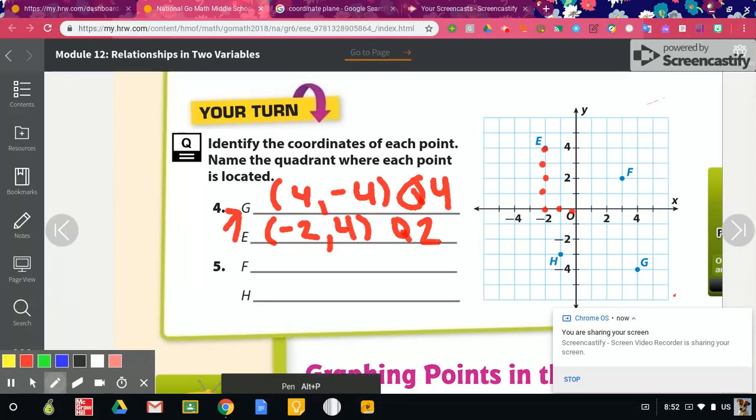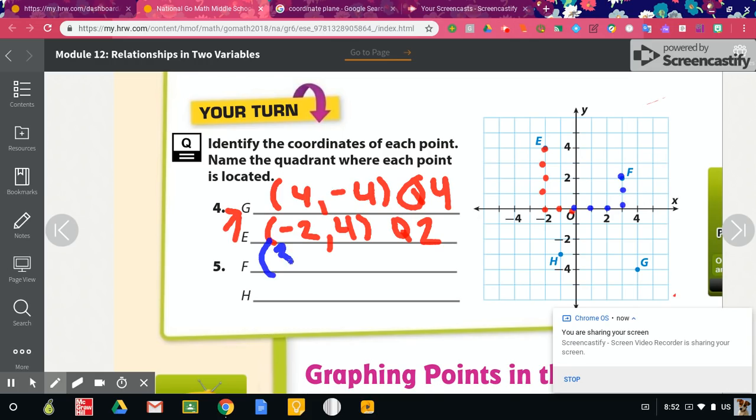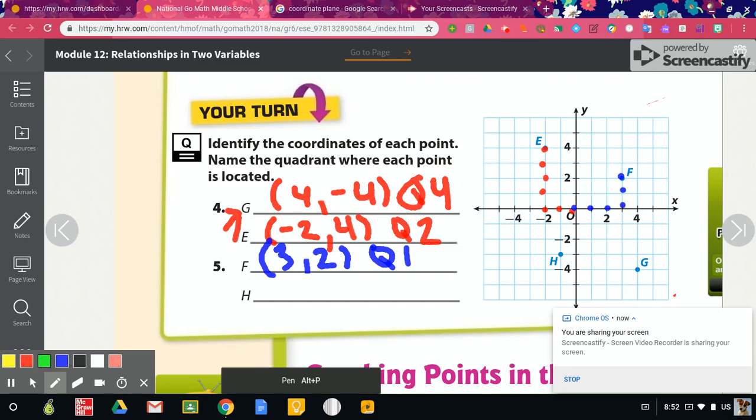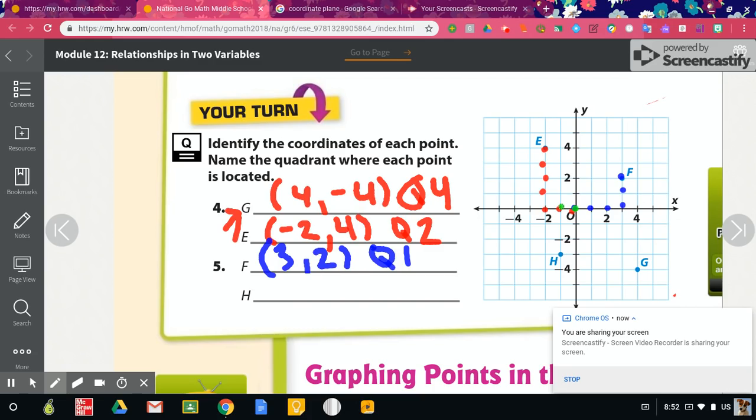F, let me just pick a different color instead of erasing. Start in the middle. I'd have to go to the right 1, 2, 3, and then up 1, 2. So positive 3, positive 2, and it's in quadrant 1. Last one, H. So I have to go backwards just 1, so negative 1. And then down 1, 2, 3. Negative 1, negative 3. It's in quadrant, that'd be 1, quadrant 2, quadrant 3. So that's how you graph.